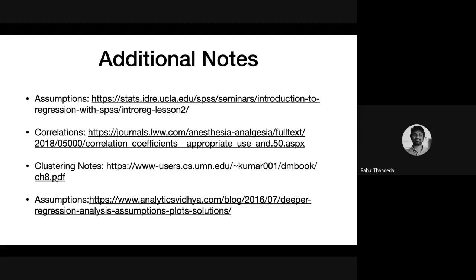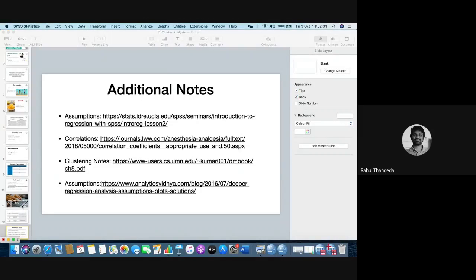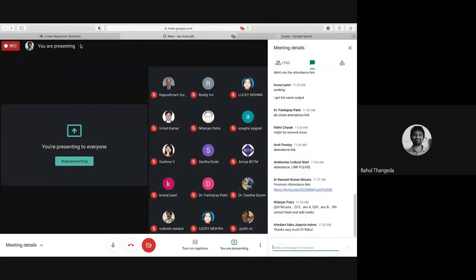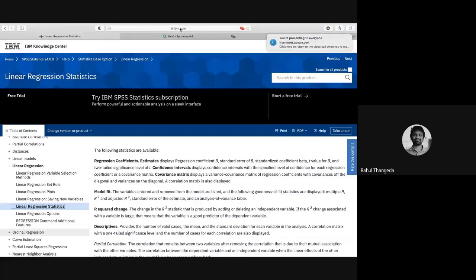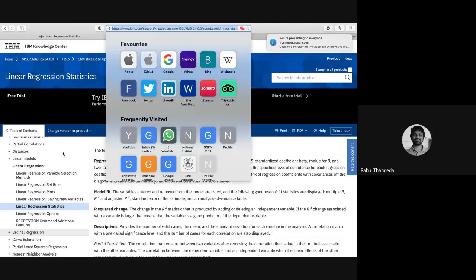And these are the notes on clustering. It's like a chapter only, so you can read through this. Another recommendation that I have to make is, please do follow ibm.com/SPSS. Here you have every note.